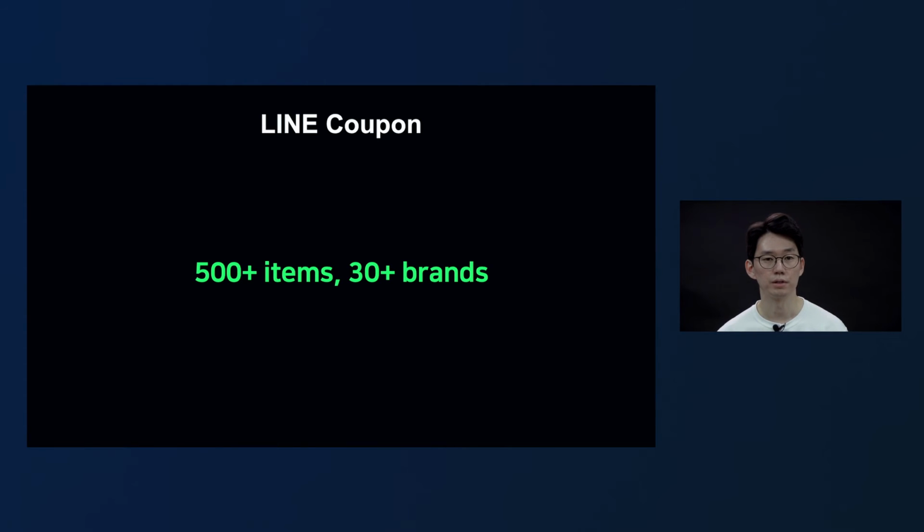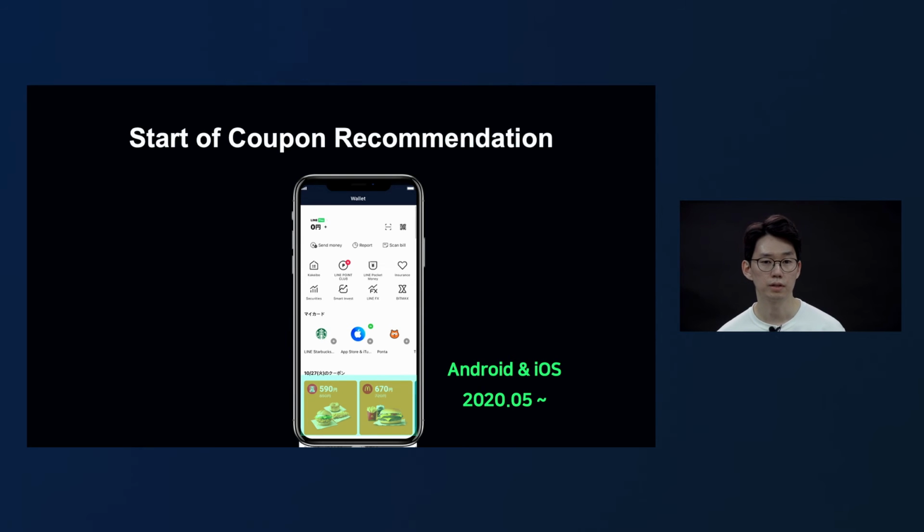LINE Coupon is a current service in Japan. It is a service that provides LINE users with discount coupons for various household items such as shampoo, lotion, and famous food products like McDonald's and Lotteria. More than 500 coupons are served every day, and more than 30 brand products are sold. Before the recommender system, the most popular coupons were displayed first. But from May this year, the recommender system developed by NAVER has been deployed. With this system, we are recommending 10 coupons to approximately 8 million LINE users by considering users' preferences.